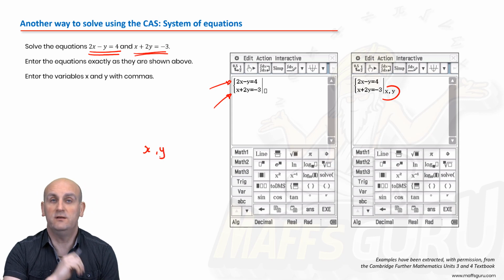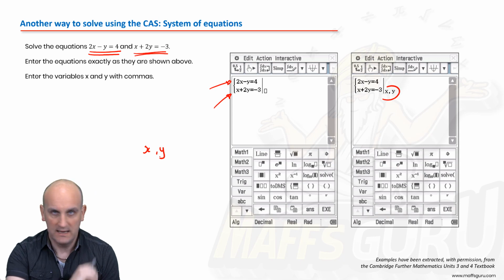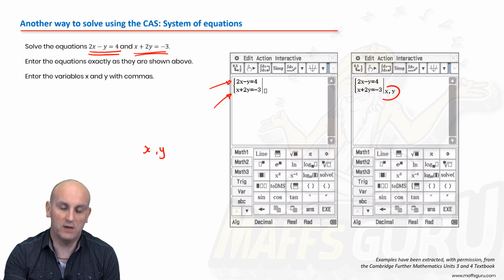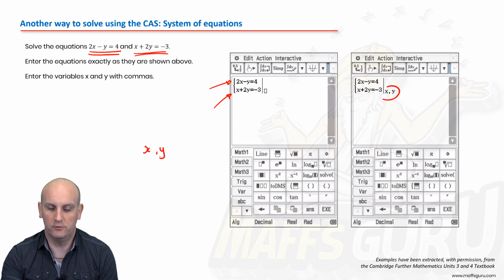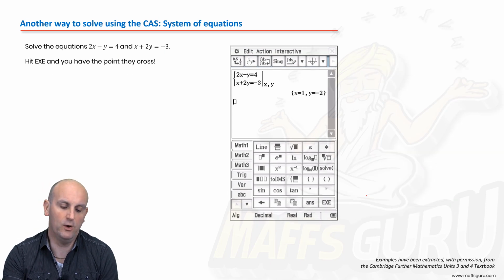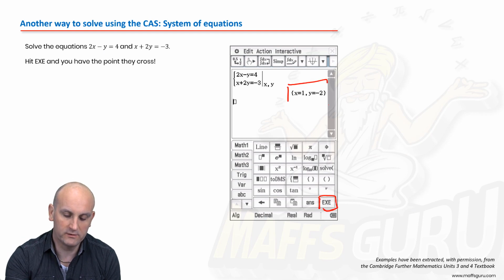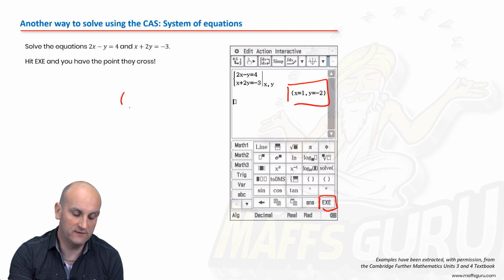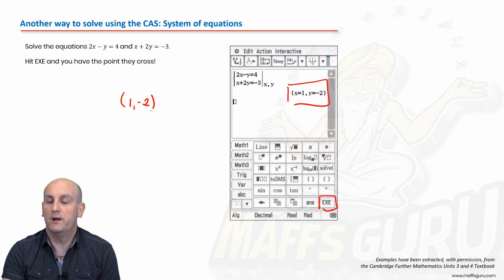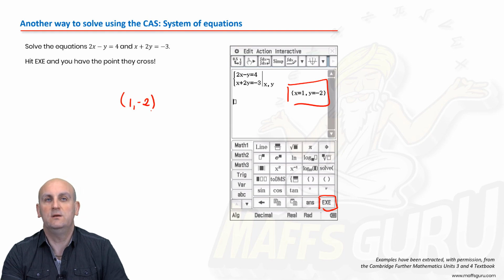Now, you can do this with 3 equations, 4 equations, as many equations as you need to, just as long as you tell the calculator what your pronumerals are that you're looking for. And lo and behold, when I hit the enter key, what comes out? Oh my goodness gracious me, x equals 1 and y equals minus 2. So again, if I wanted to, I could write that as a coordinate as 1 comma minus 2. But ultimately, what I'm doing is I'm finding where these things cross.